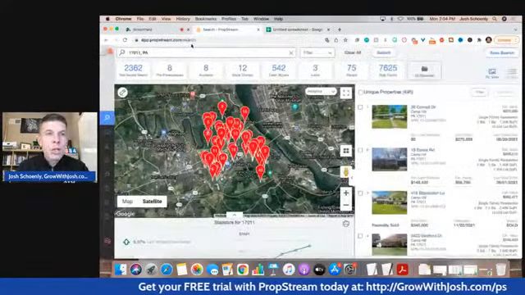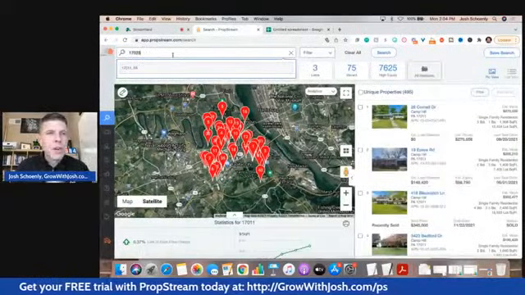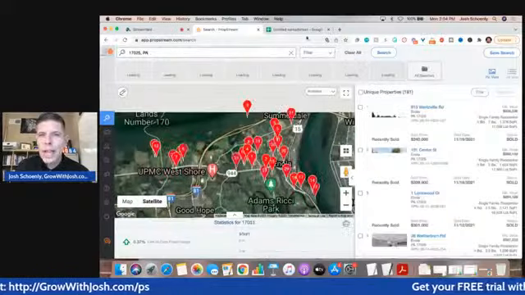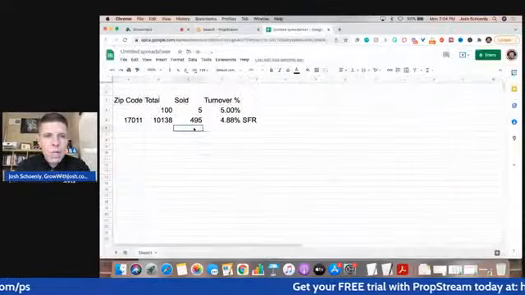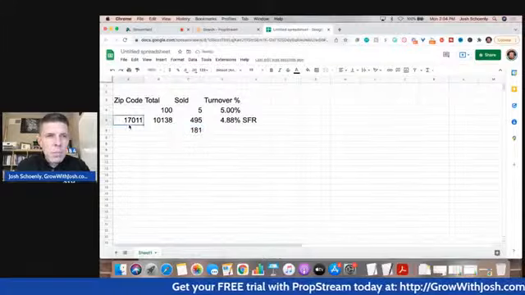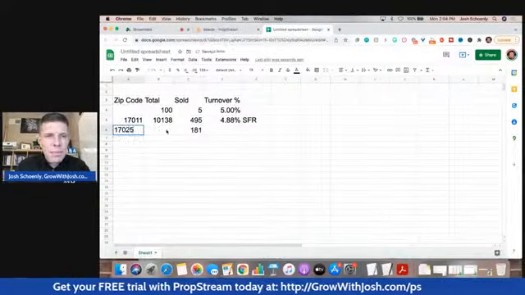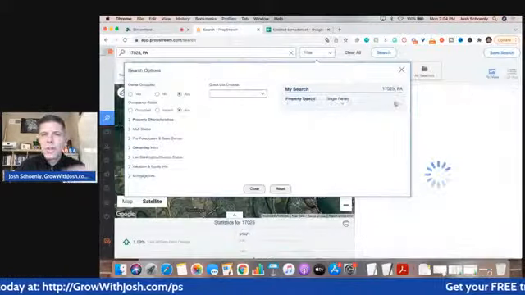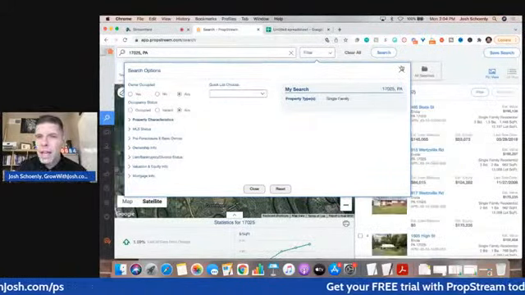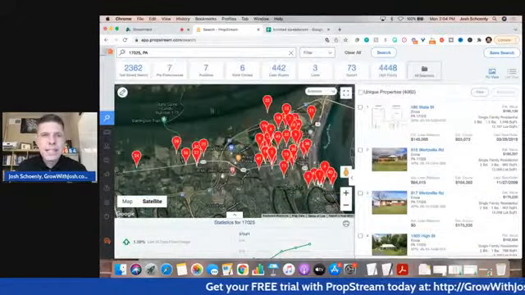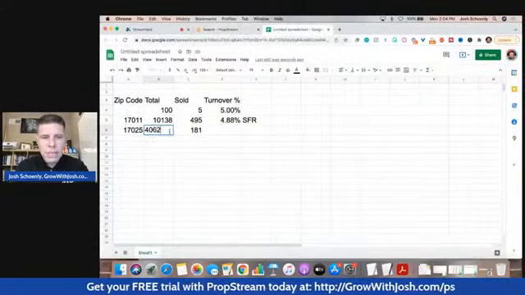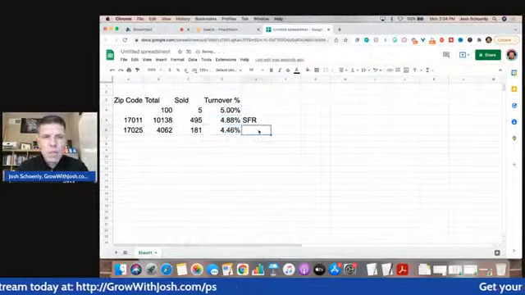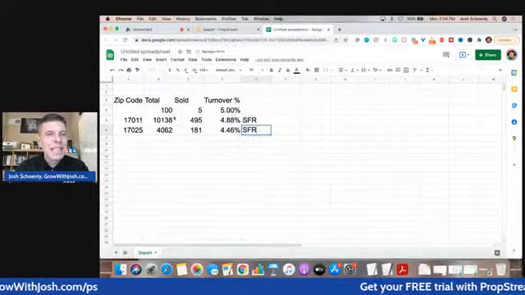Now I'm going to choose a different zip code, 17025. That's my actual personal zip code. The number of properties that sold there is 181. Then I'm going to go to filter and remove the 1 year or fewer, and we've got 4,062. So a little bit less. The turnover rate was actually slightly smaller.